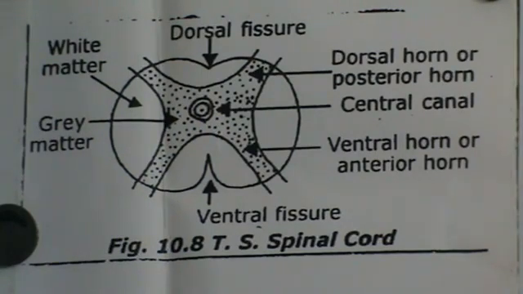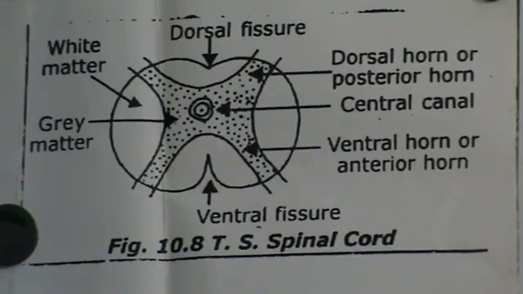Now the spinal cord acts as a highway for transmitting impulses through sensory and motor neurons. It is the center for reflex action. It is a connecting link between the brain and the spinal nerves, and it conducts both sensory and motor impulses from and to the brain and the body. So that's your TS of spinal cord.